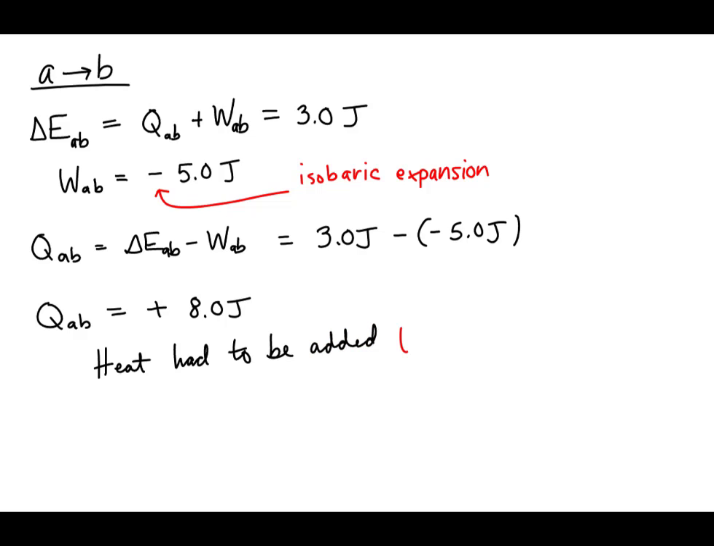Now, since the work done during this first process is negative, in order to increase the temperature of the gas, as is what happens for any isobaric expansion, more energy has to be added as heat than is taken away by work. So this makes total sense that the heat exchanged is positive 8 joules.